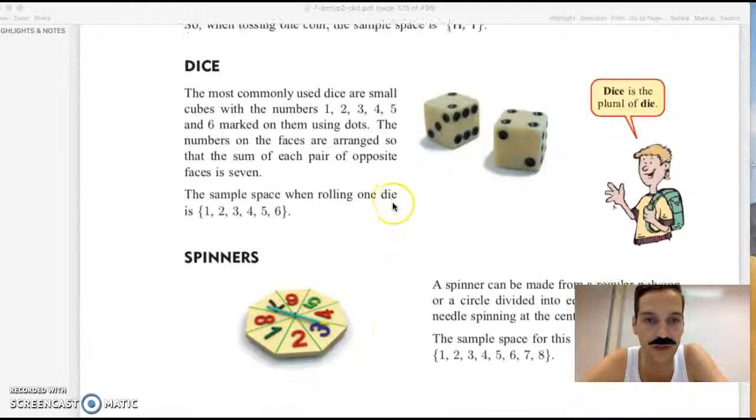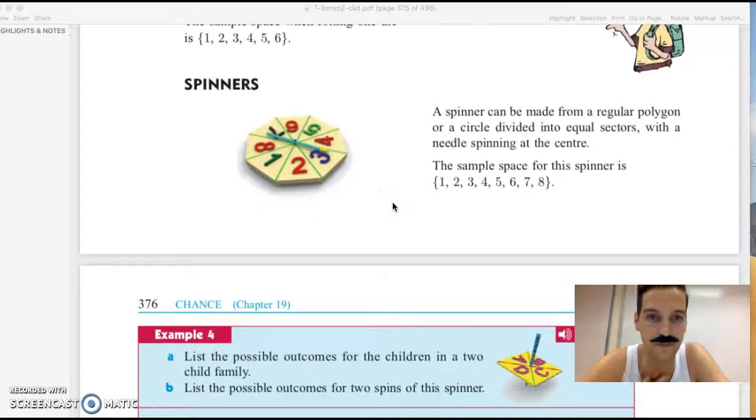Pretty straightforward. We then get spinners, and with spinners, there can be a huge number of different options. It could be 4, 5, 6, 7, or 8. In this instance over here, it's 8. By just spinning this spinner once, we could have 8 possible outcomes. The way we represent that is 1, 2, 3, 4, 5, 6, 7, 8. Very, very easy.